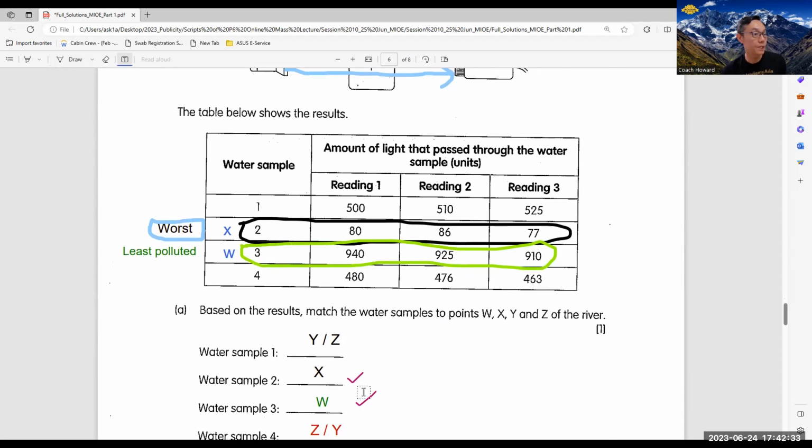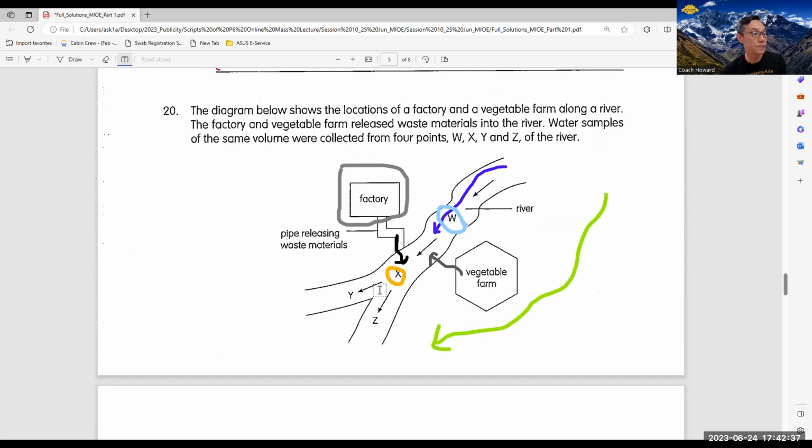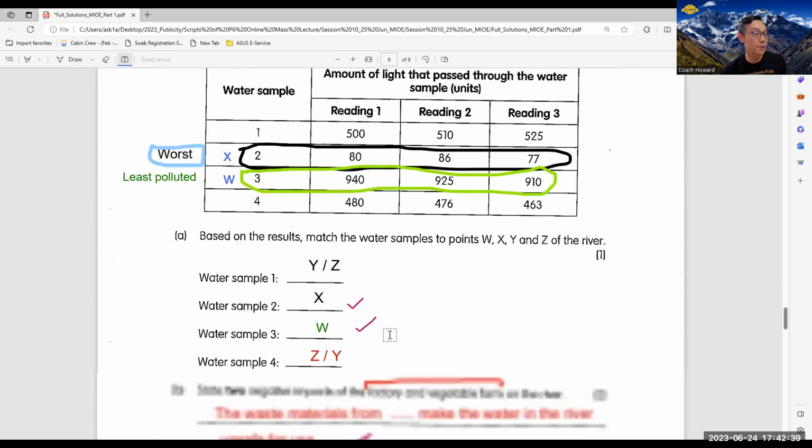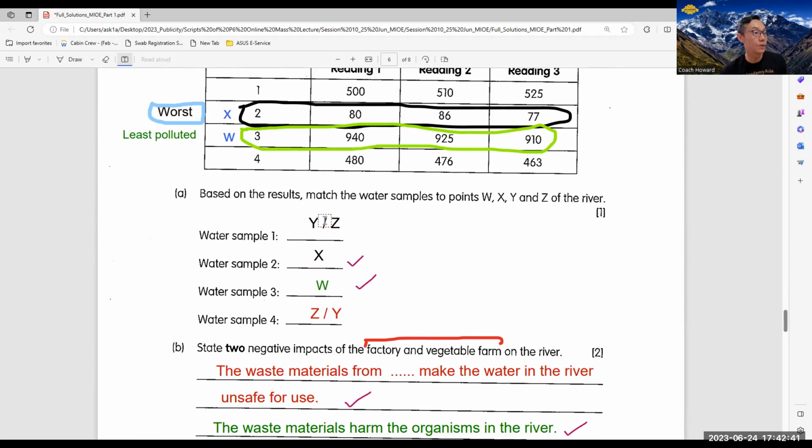So these two must get it correct. Okay, because for samples Y and Z, because they split, you see, these two will have 2 possible answers. If you put Y on top, you put Z below. If you put Z on top, you put Y below, alternate. So 2 possible answers. Okay, then state 2 negative impacts of the factories and vegetable farms on the river.